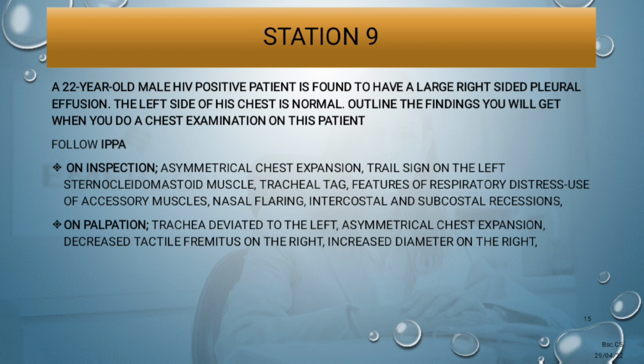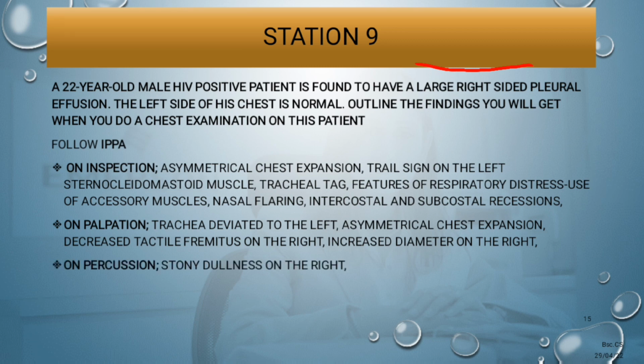we are saying the patient presented with a large right-sided pleural effusion. That's why I said deviated to the left, because where there is volume expansion, the trachea deviates away from the pathology. Hope you are remembering your basics. Okay, so that's on palpation. The trachea may be deviated to the left. Then there may be an asymmetrical chest expansion. So after you put your hands on the chest, you find that there may be asymmetrical chest expansion. Okay, then there will be a decreased tactile fremitus on the right. Then there will be an increased diameter on the right as well.